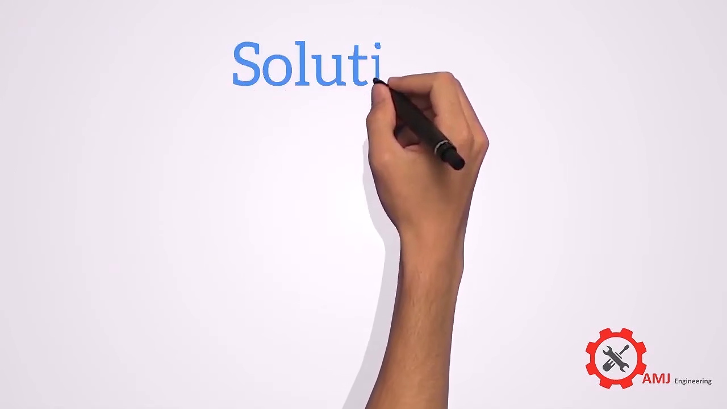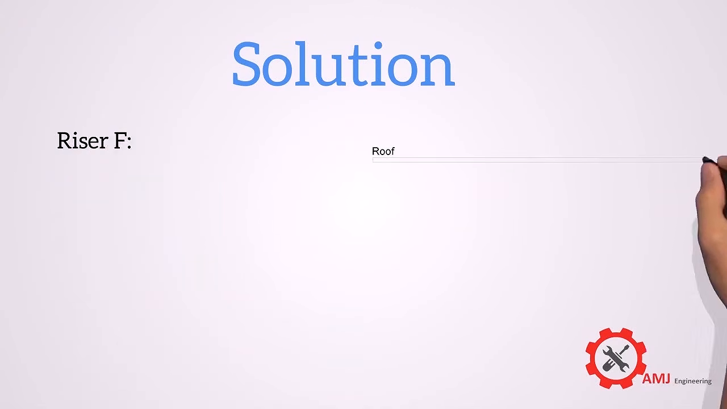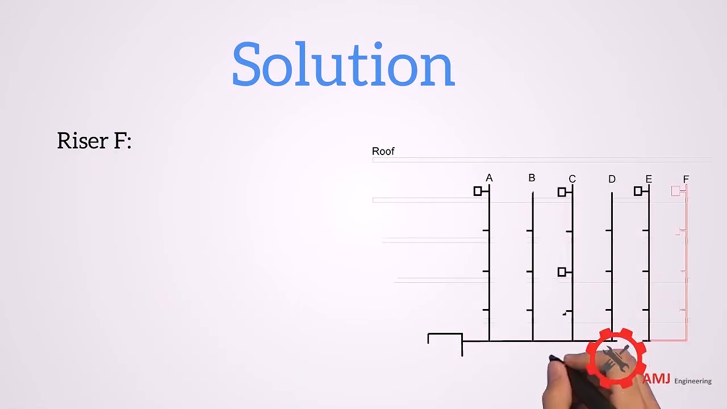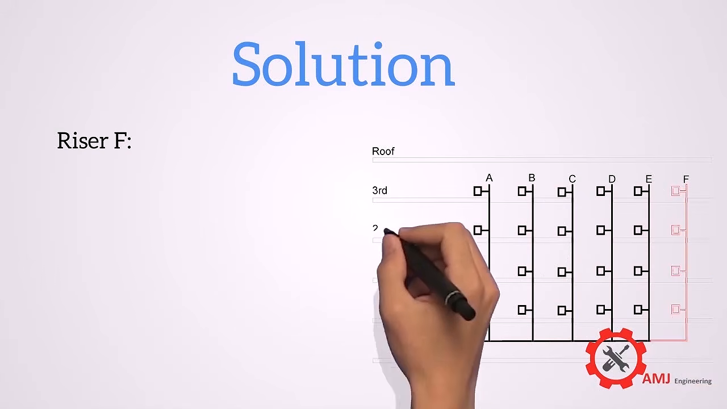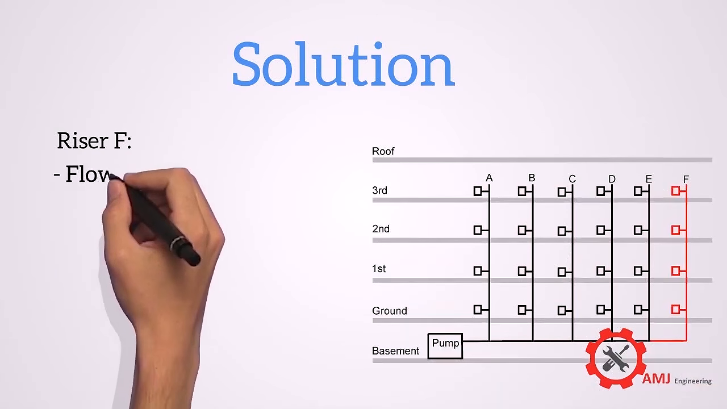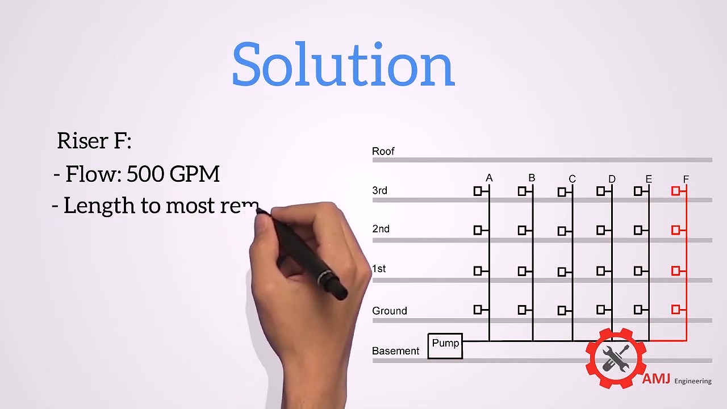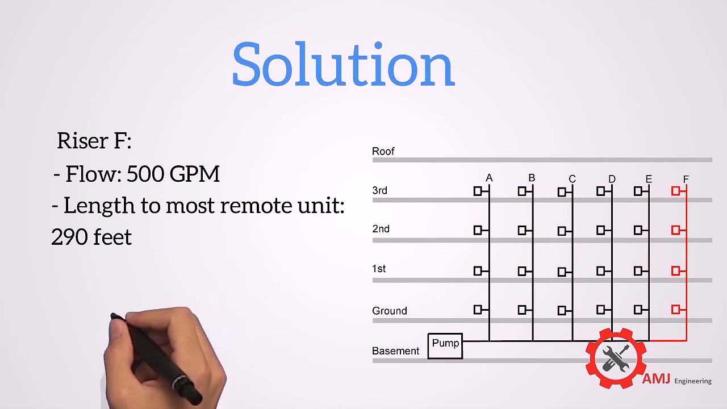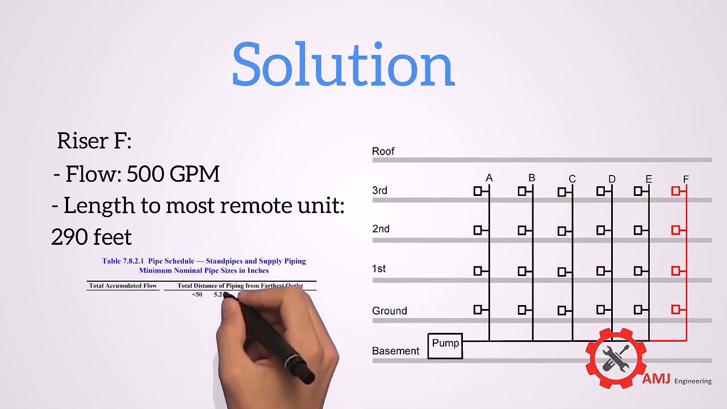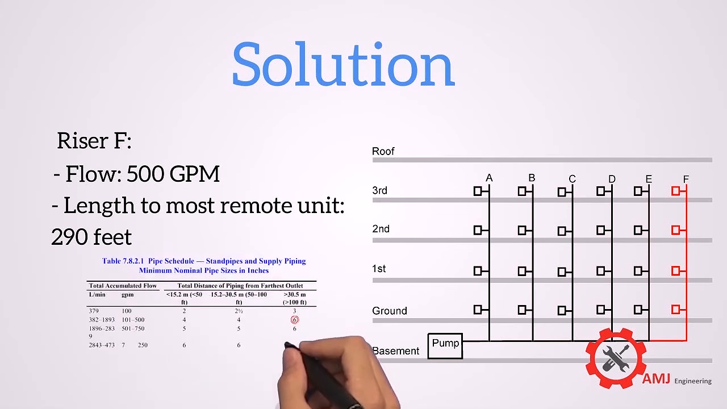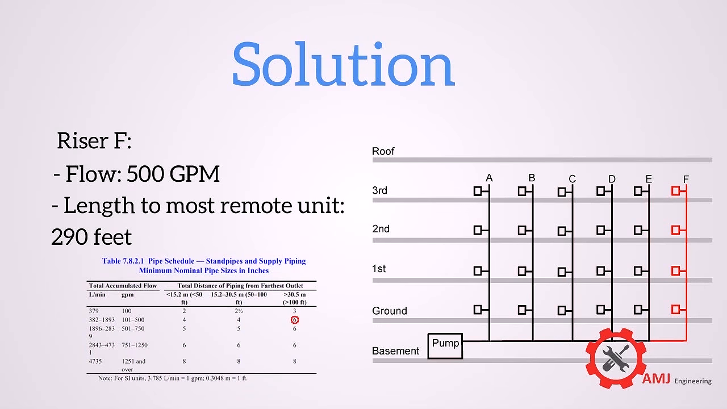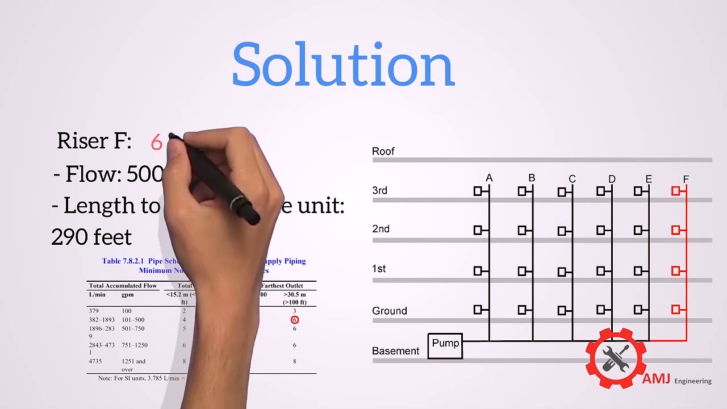Solution is as follows. For riser F, the flow is 500 GPM, being the most remote riser. The length to most remote outlet is 290 feet. So from the table the required pipe size is 6 inches.